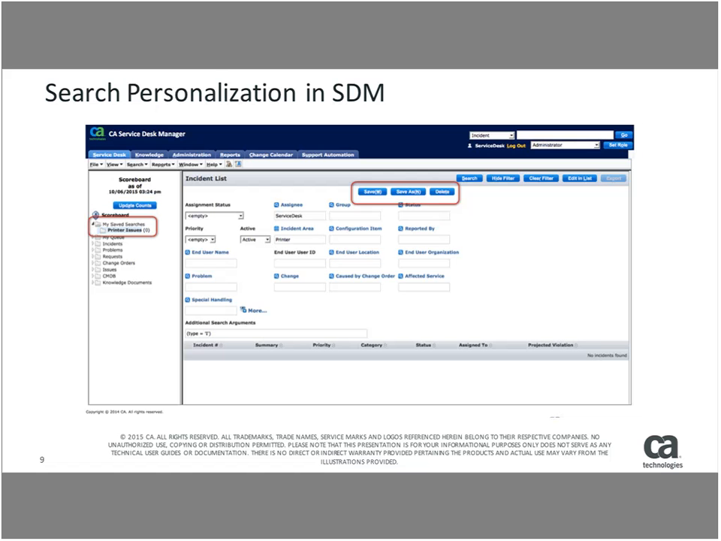Now, there is another community idea that we picked up in SDM. This is about the analyst's ability to save the filter condition in scoreboard queries for their future use. So for instance, if I'm an analyst and I work on only printer issues, I can look at my scoreboard query, and I can set the category to printer, and I can save the whole search.